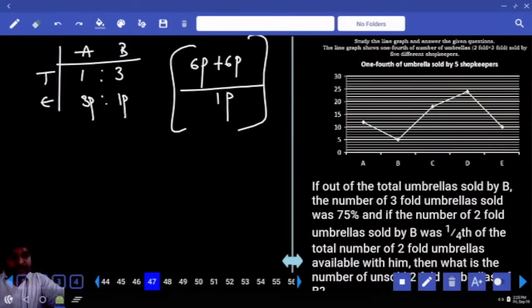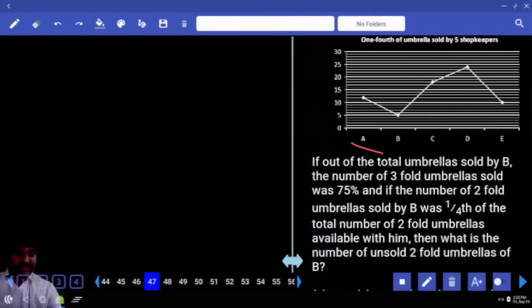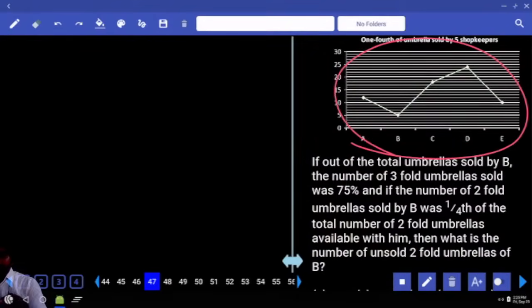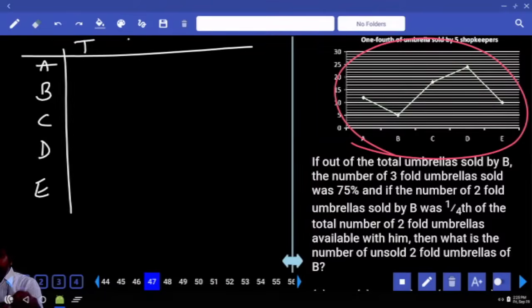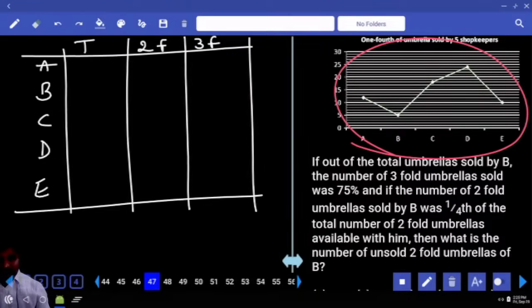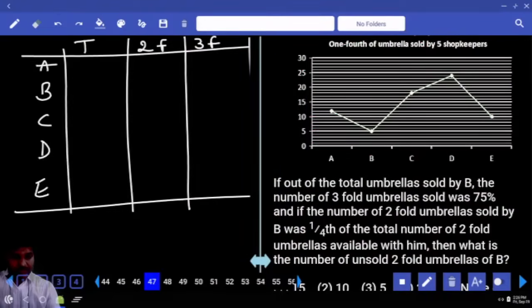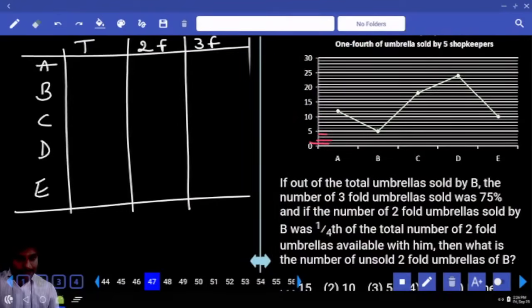The line graph shows 1/4 of the number of umbrellas, 2-fold and then 3-fold, sold by 5 different shops. So whatever the values that we have here, they are all 1/4. Then we get total by multiplying every number with 4. So let's calculate first total. Among them we have 2 different categories. One is 2-fold, the other is 3-fold.